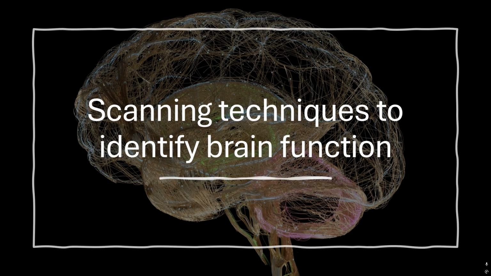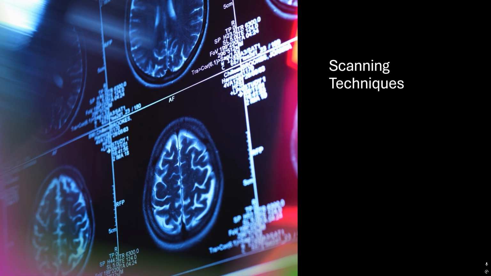Scanning techniques to identify brain function. So how can we identify these areas that are either damaged or abnormal? There are different scanning techniques. Brain scanning techniques allow psychologists and neuroscientists to study the structure and function of the brain. They're often used to investigate localization of function, neurological damage, and also disorders.